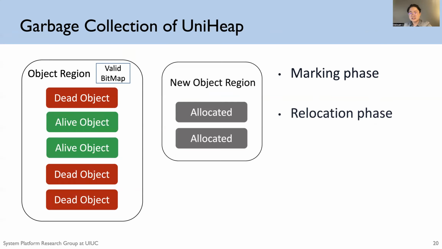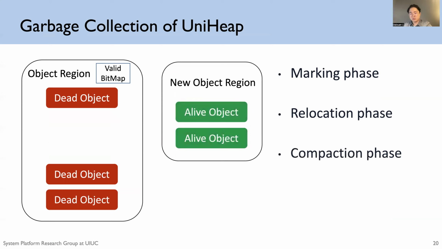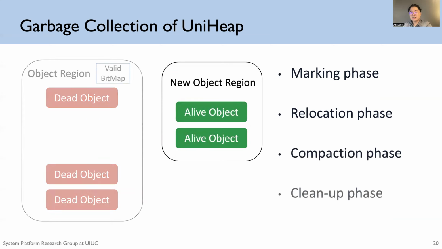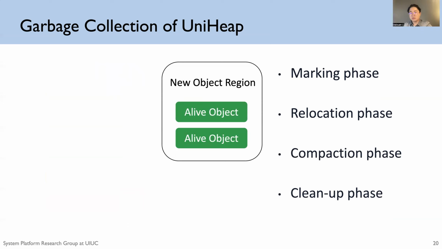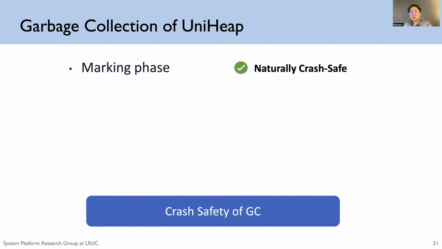In the relocation phase, UniHeap will allocate a new object region and store the new addresses of the alive objects. During the compact phase, the alive objects will be moved into their new addresses. During the cleanup phase, all the old data will be cleaned. To ensure data persistency, GC should also be crash safe. So the GC of UniHeap is crash safe by ensuring each GC phase is crash safe.